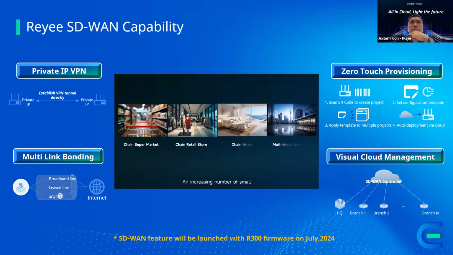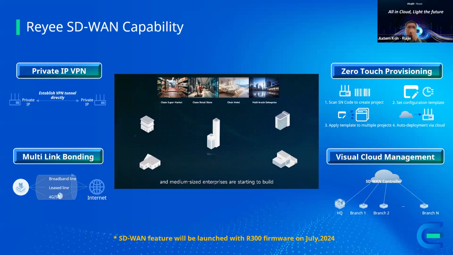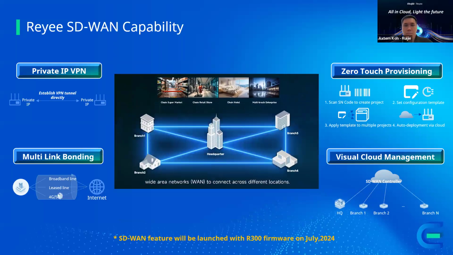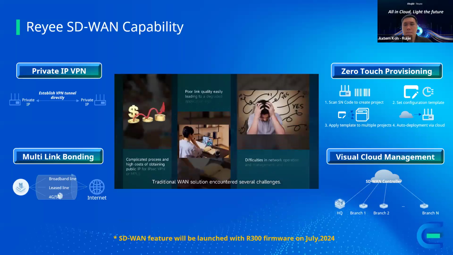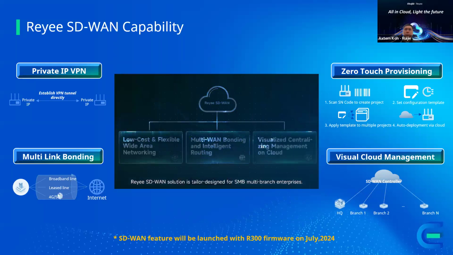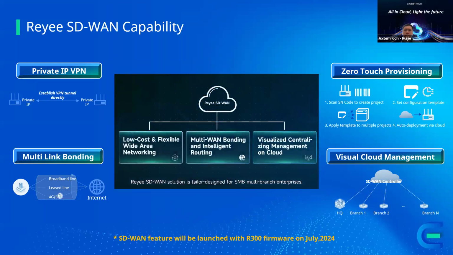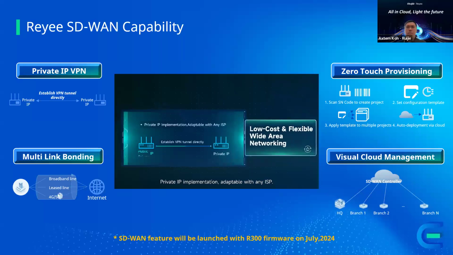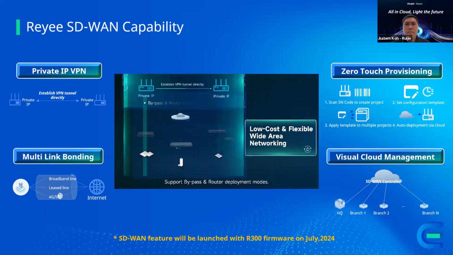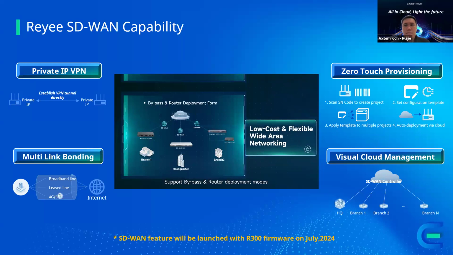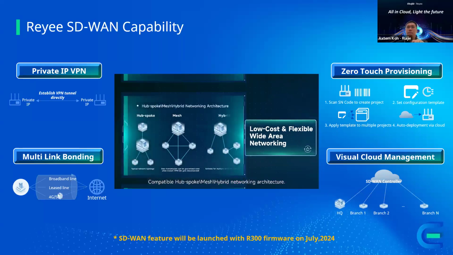An increasing number of small and medium-sized enterprises are starting to build wide area networks to connect across different locations. Traditional WAN solution encountered several challenges. Reyee SD-WAN solution is tailored designed for SMB multiple branch enterprises. Private IP implementation, adaptable with any ISP. Support by pass and router deployment modes. Compatible hub-spoke, mesh, hybrid networking architecture.